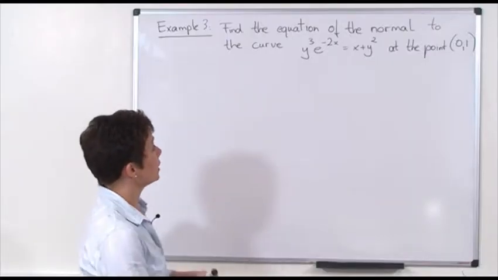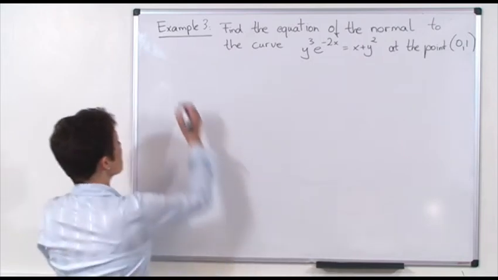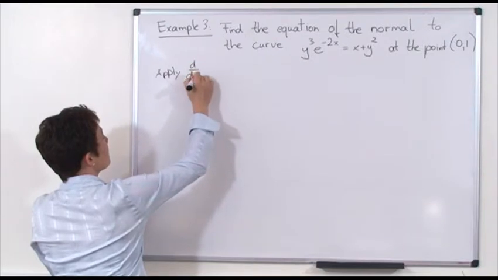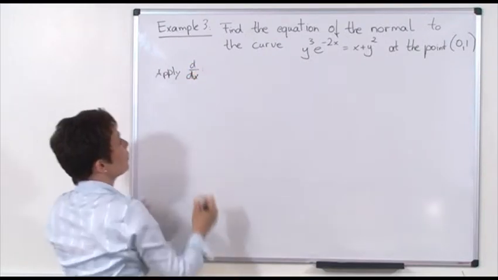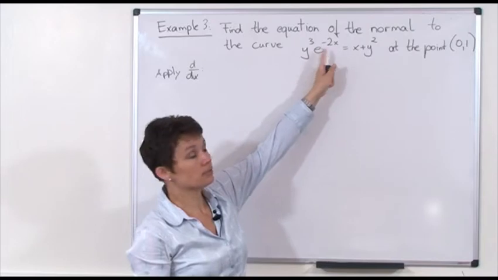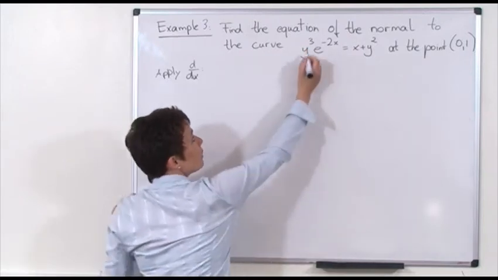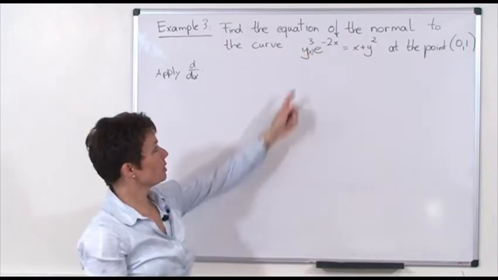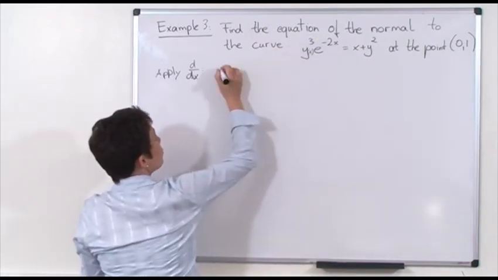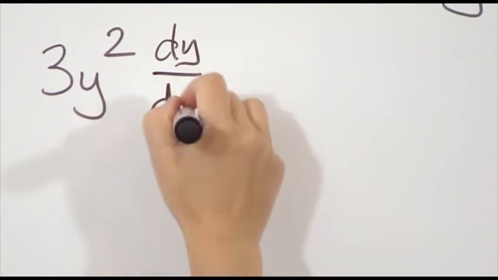So as before, we'll take our equation and differentiate it implicitly with respect to x on both sides. So apply d by dx to both sides. The left-hand side is a product of the function y cubed and e to the negative 2x. So the product rule gives us, well, we first need to differentiate y cubed, thinking of y as a function of x. So for the derivative of this first factor, we need the chain rule. So we differentiate the cube function, that's 3y squared, times the derivative of y, that's dy by dx.